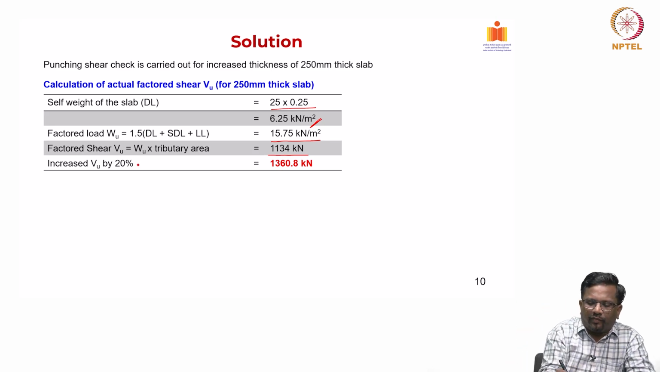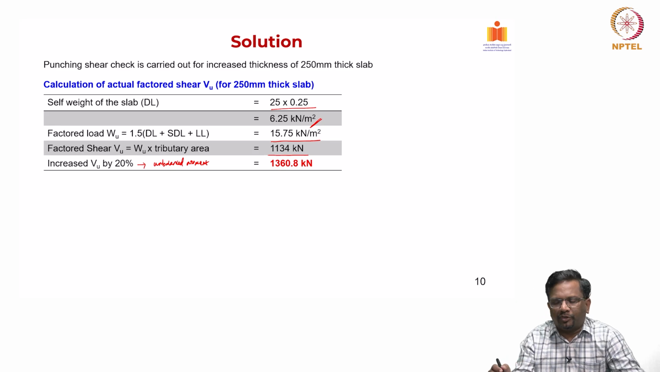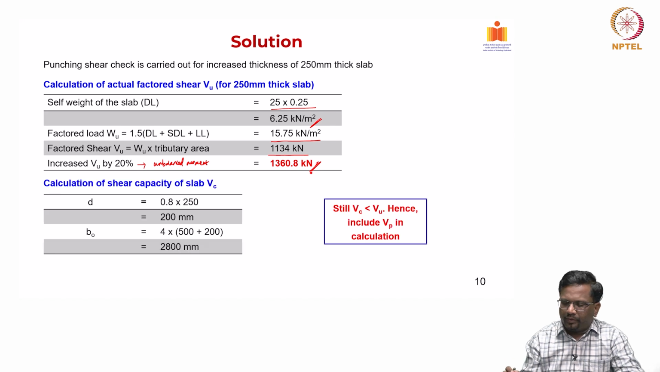Then to take care of the unbalanced moment, we increase the demand by 20%. So, the entire demand increases to 1361 kilonewton, right. Now, let us look at the capacities.